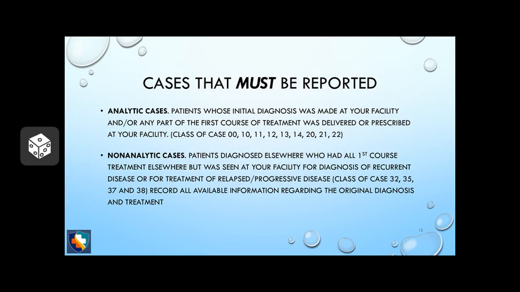Next are the non-analytic cases, and these are patients diagnosed elsewhere who had all first course of treatment elsewhere, but were seen at your facility for diagnosis of recurrent disease or for treatment of relapsed progressive disease. And these are class of case 32, 35, 37, and 38. And for these, you record all available information regarding the original diagnosis and treatment.